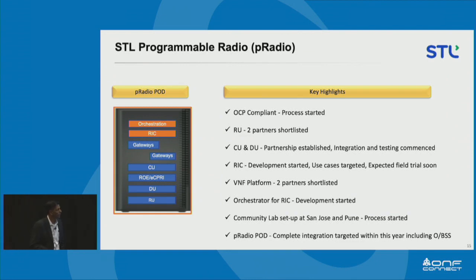Some of the key highlights are we have already partnered with vendors for RU and CU-DU. Our RIC development has already started. We have some use cases to target. From a VNF or NFVI platform perspective, as I said, Red Hat and VMware are the 2 vendors that we are looking at. And we think that with this complete integration, we should be able to target it probably years down the line.